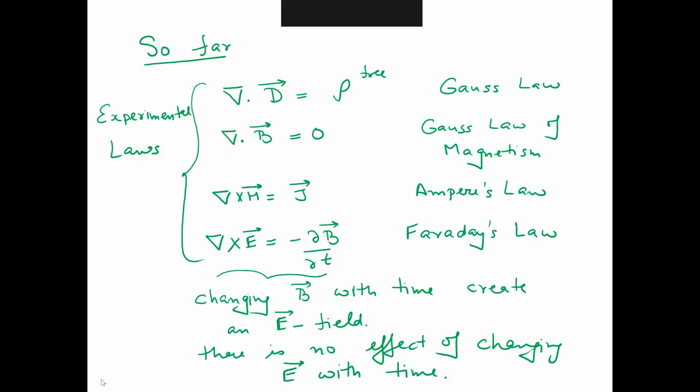Del cross H is equal to J started with Oersted. Oersted was doing experiments with wires carrying currents, and he found that if he brings two wires carrying currents close to each other, they would attract or repel depending on the direction of the current. However, if the wires were at 90 degrees, then there was no force. So Ampere's law came right out of those experiments. And Faraday's law came with the experiments which Faraday did.